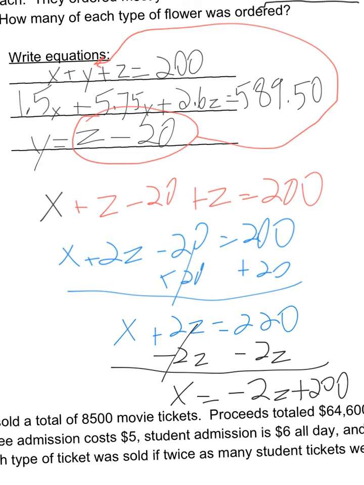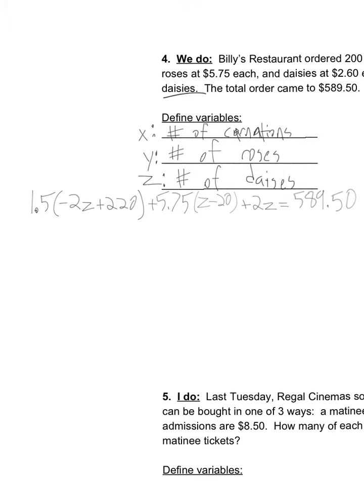But now I need to take both of these statements and sub them into the very middle equation. So let me show you what that's going to look like. But yeah, change this to 220. I had mistakenly written down 200 again. Negative 2z plus 220. Okay, so plugging in x, I get 1.5, and then x was negative 2z plus 220. Plugging in y was z minus 20, so it's going to say plus 5.75 times z minus 20. Then bring down the plus 2z equals 589.5.